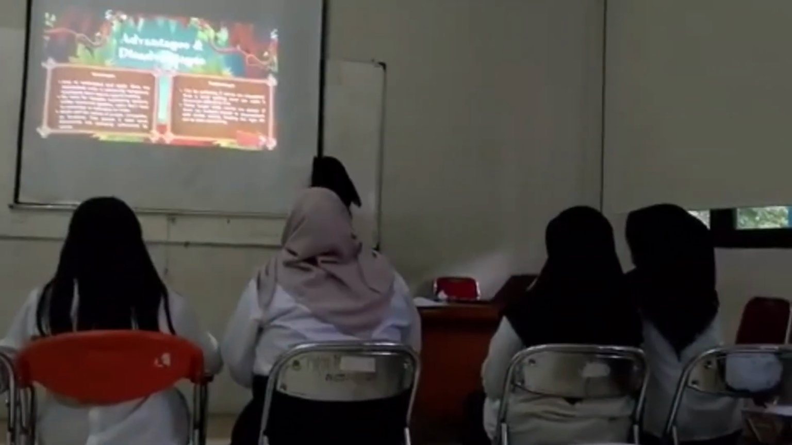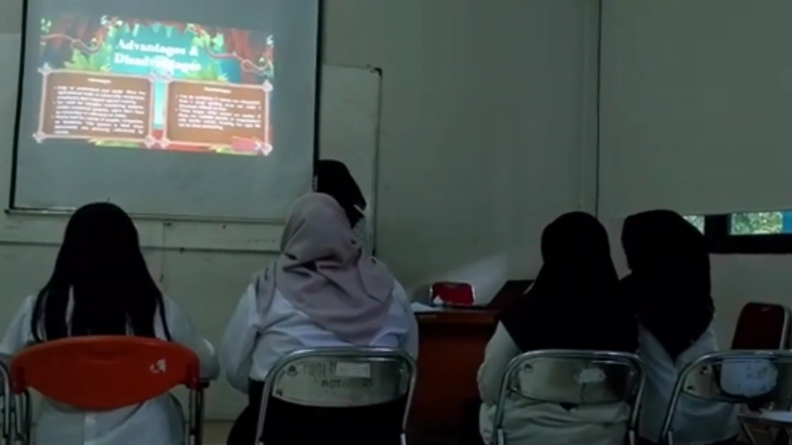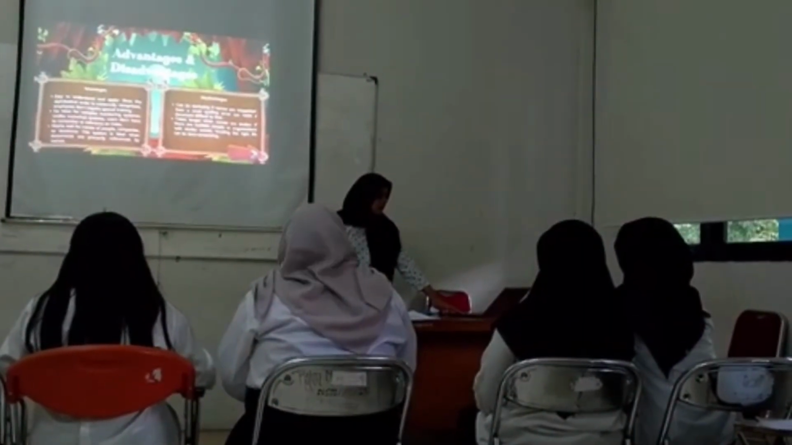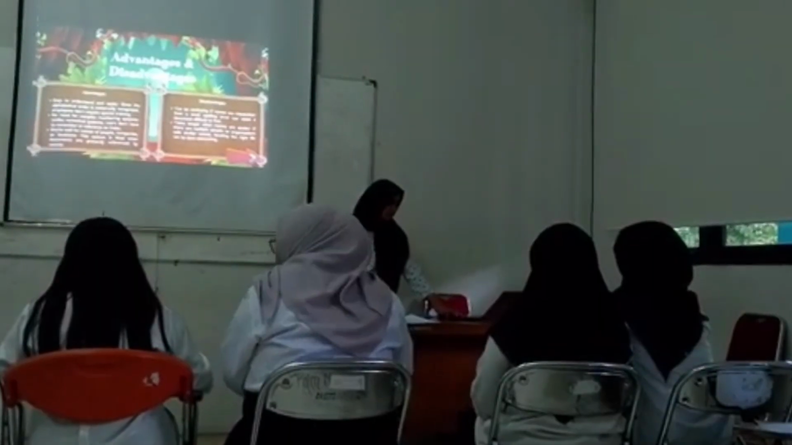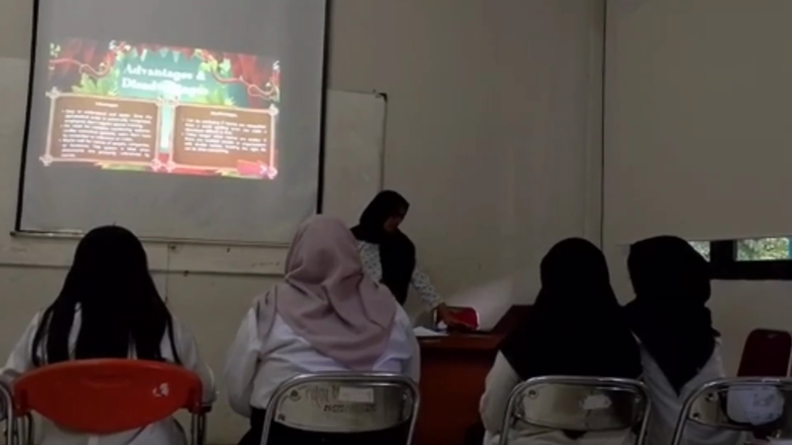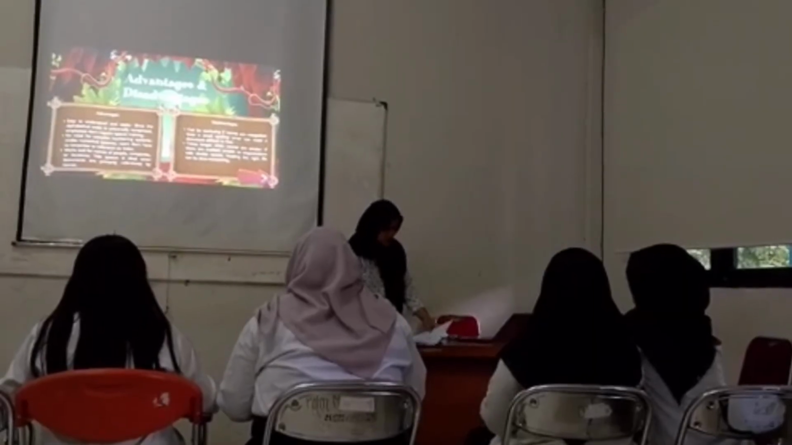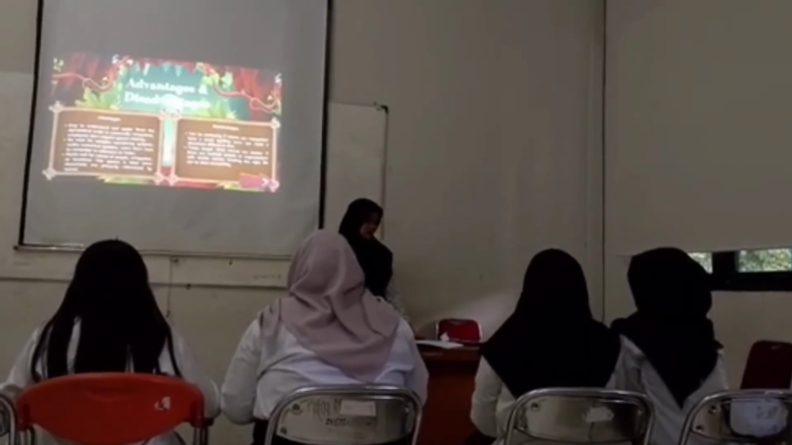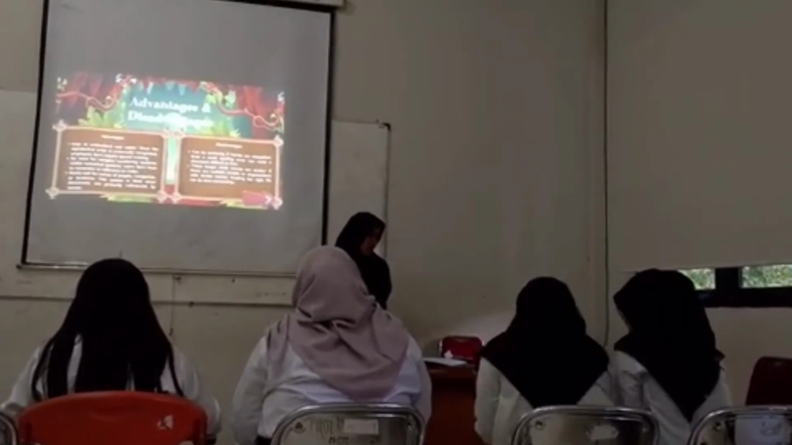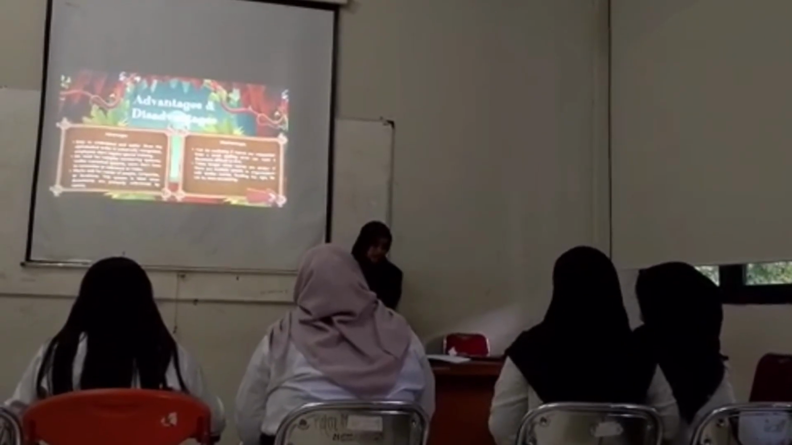Next is the disadvantage. It can be confusing if names are misspelled. Even a small spelling error can make a document difficult to find. It takes longer when names are similar. If there are multiple people or organizations with similar names, locating the right file can be time consuming. The example: a hospital stores patient records in alphabetical order. For instance, the file for Andi Wijaya will be placed before Budi Santoso, following A to Z arrangement.